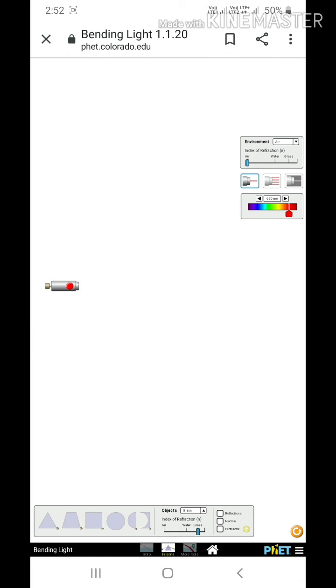Now for the second, we are having different shapes. We are having a prism over here, we are having a rectangle, we are having a sphere, and so on. So first of all, let us take a prism. Now once again we'll see that the light is bending.